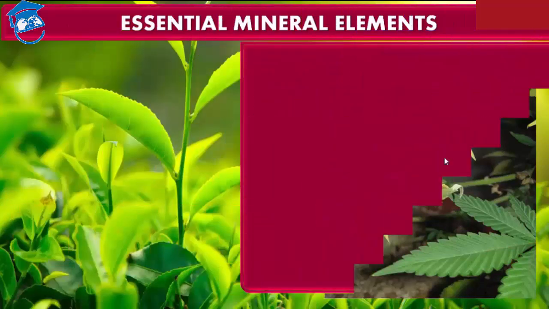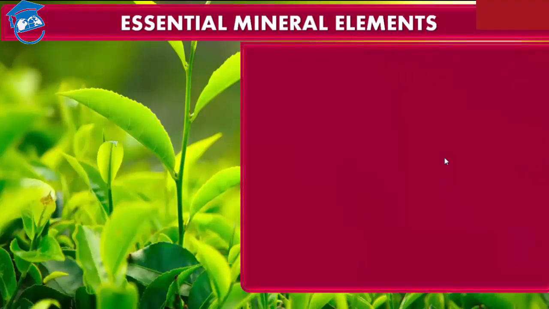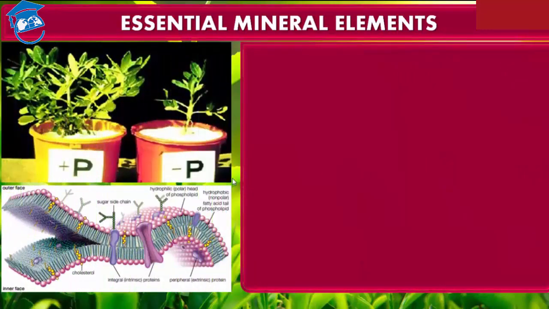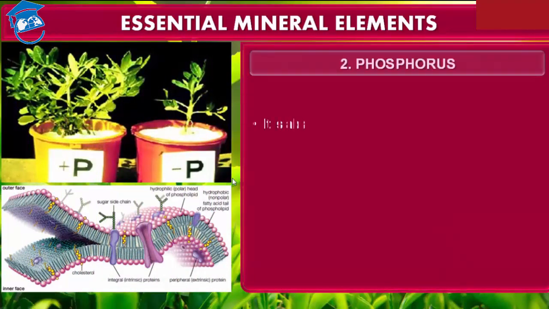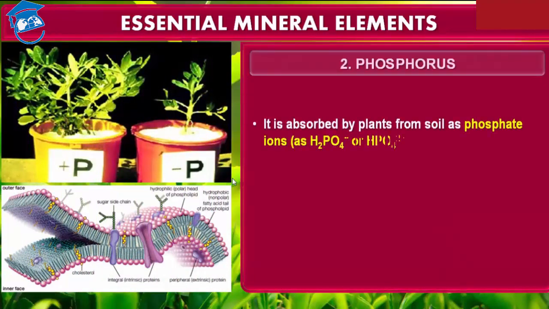Now comes another macronutrient. Which is that? It is phosphorus, students. Phosphorus is absorbed by the plant from soil in the form of phosphate ions, that is H2PO4 minus or HPO4 2 minus.